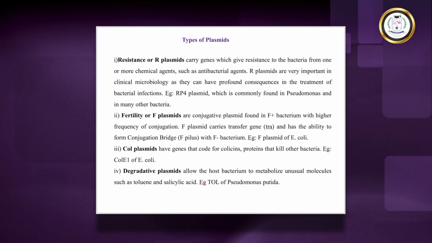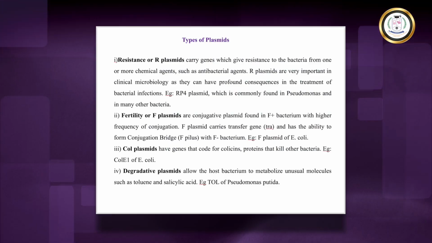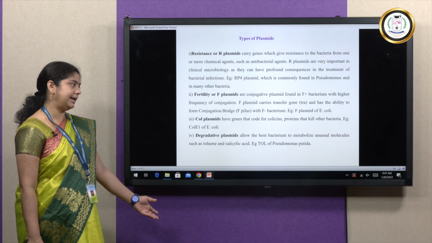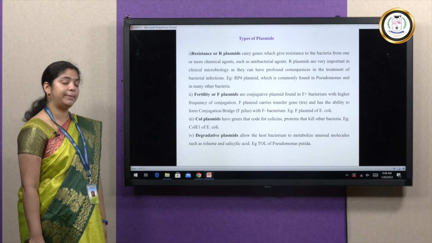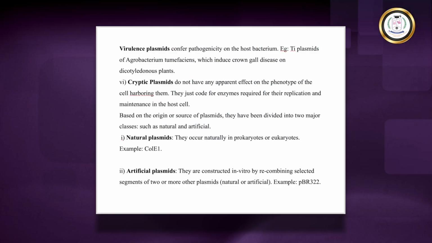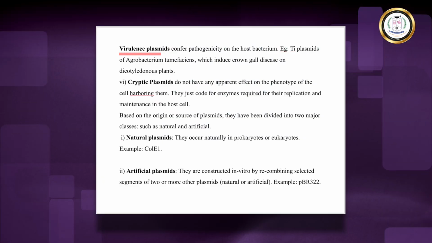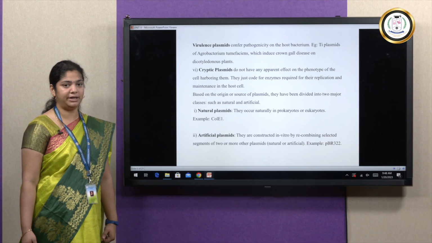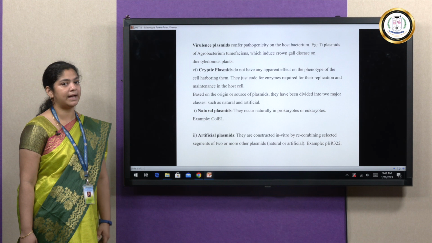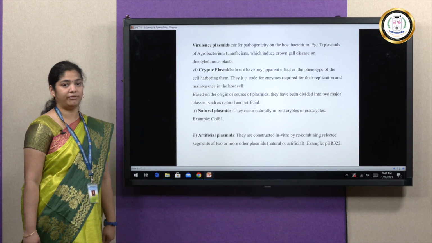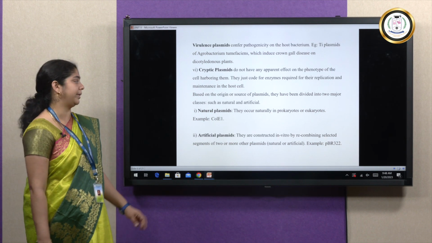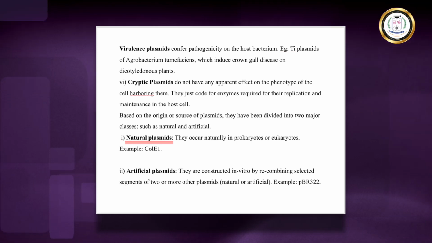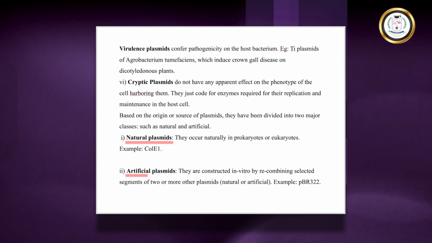You have other plasmids: the fertility plasmid, which is used for conjugation, the col plasmid that codes for colicins, and the degradative plasmid, an example being TOL from Pseudomonas. Other plasmids include virulence plasmids. In the case of virulence, a bacterium can become a pathogen. It has the ability to cause disease because of these plasmids, which can induce an infection in a host, especially a human. Natural plasmids occur in both eukaryotes and prokaryotes, and there are also artificial plasmids.